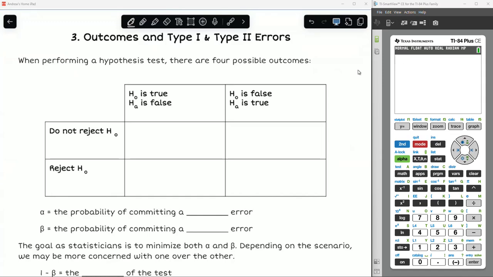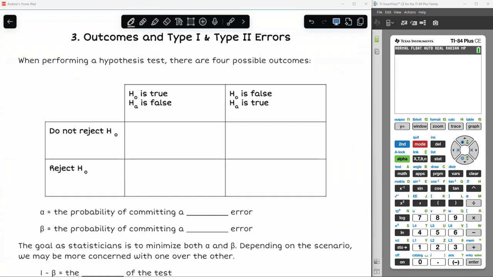In this video, we're going to take a look at the possible outcomes that occur when we perform a hypothesis test and the type of errors that we might see when we perform one. In general, when performing any type of hypothesis test, we can put our outcomes in one of four possible categories. And I've organized it in a table here.